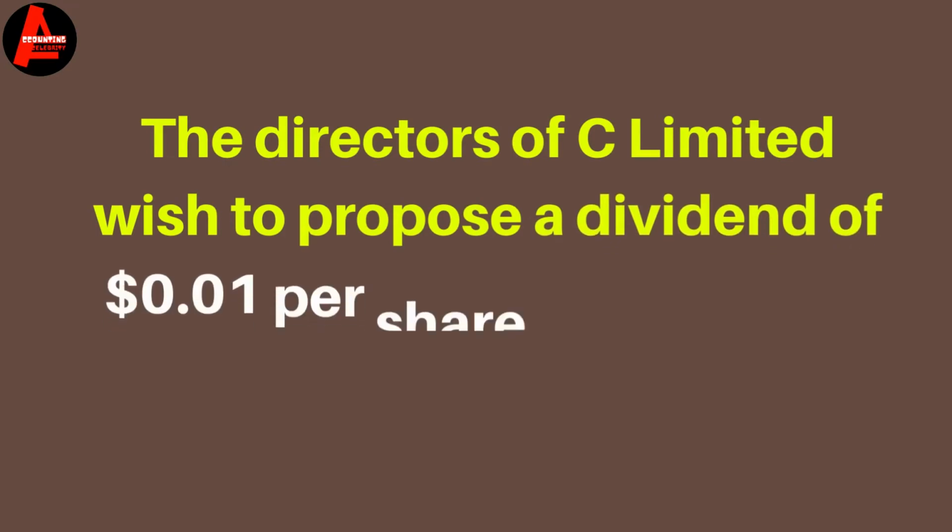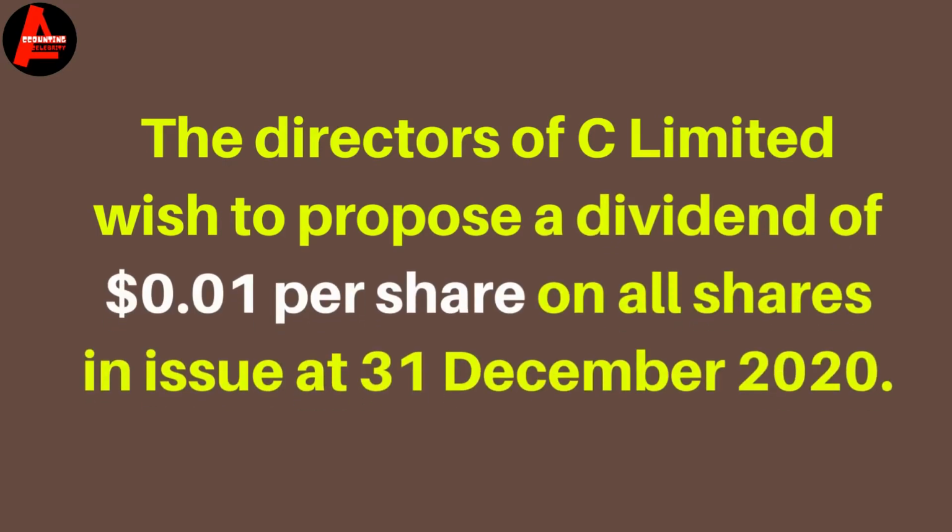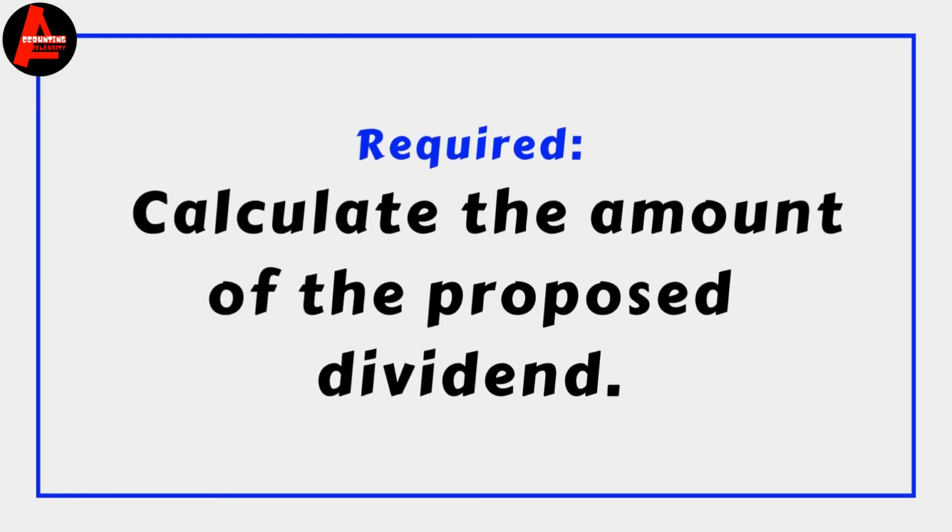What is written in the question? The directors of C Limited wish to propose a dividend of $0.01 per share on all shares in issue at 31st December 2020. That means at the end of the period, the company is wishing to issue a proposed dividend, and the amount is $0.01 per share. What is the requirement here? Calculate the amount of proposed dividend. So from this information we have to calculate our proposed dividend.